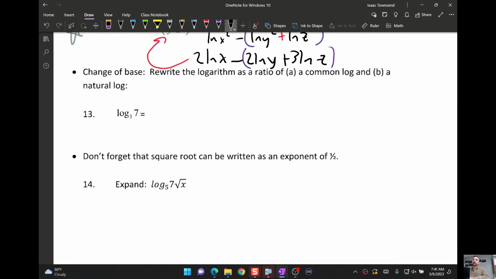And then we need to remind you about change of base. So this comes up in this section again, although we needed to know that for the test anyway. So change of base with the common log. Change of base with the natural log.